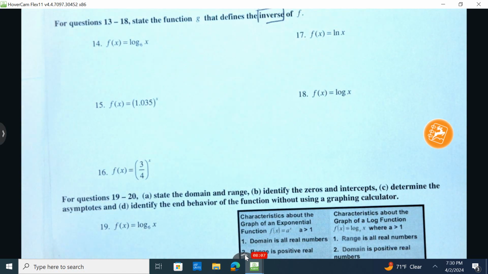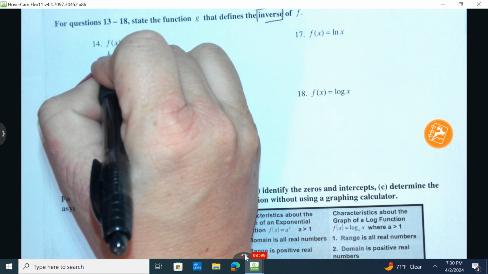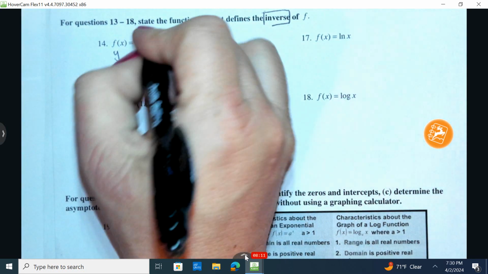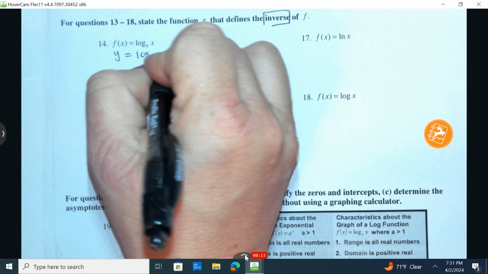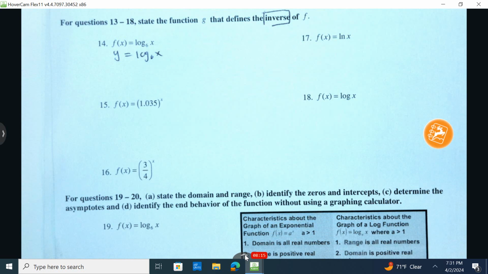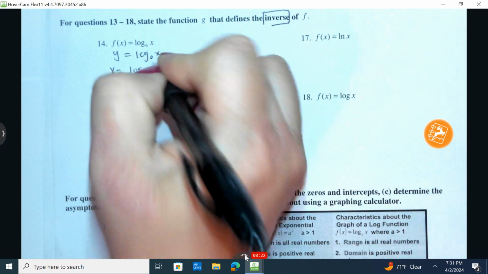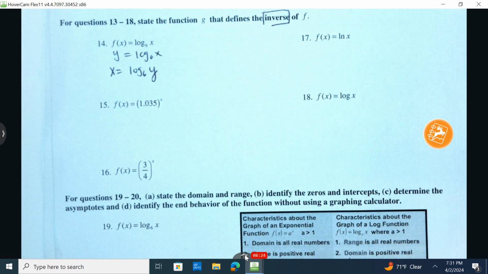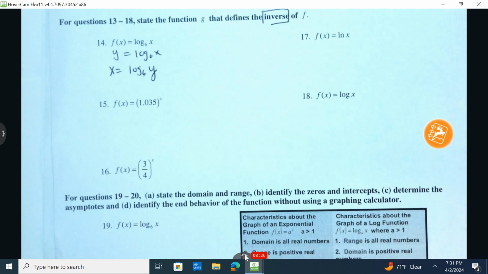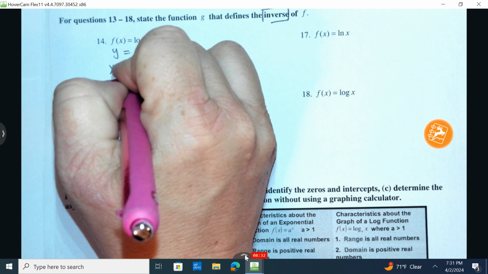Okay, so to find this inverse, I'm going to write y equals log base 6 of x. And now our goal here is to switch the x and y, so x equals log base 6 of y. And now how do I isolate the y? Well, I can take this base, and let me switch up the colors so it's a little more obvious for us. Whatever this base is, this is now the base, and this is the exponent.